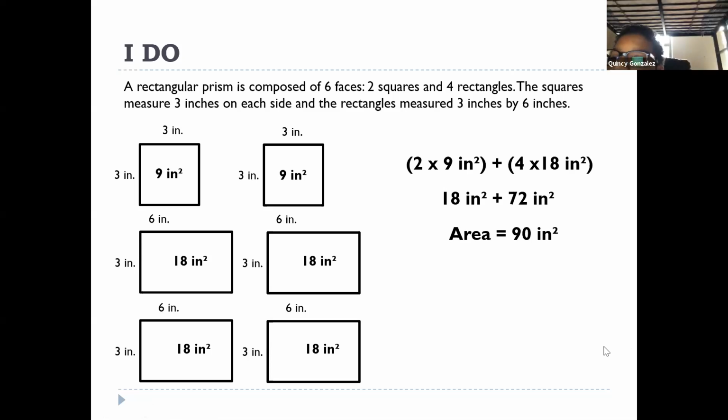Length times width times height, or base times height. Can you say a little bit more about that? The base times height. What is that base that you're talking about? The base is the length and width multiplied by each other. Yeah, the base is the area of the base. And then you would multiply the area of the base times the height of the rectangular prism.